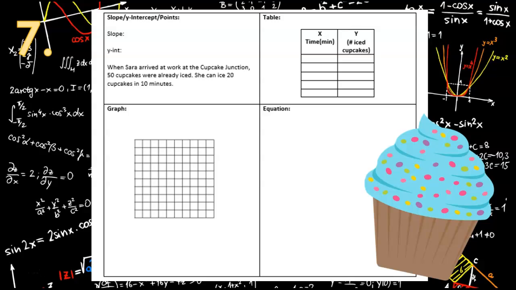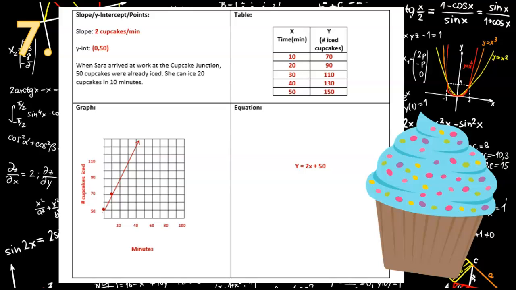Number 7, this one gives you a real-life situation. It says, when Sarah arrived at work at the Cupcake Junction, 50 cupcakes were already iced. She can ice 20 cupcakes in 10 minutes. So graph that situation, write an equation, and then fill out a table for some different time values.